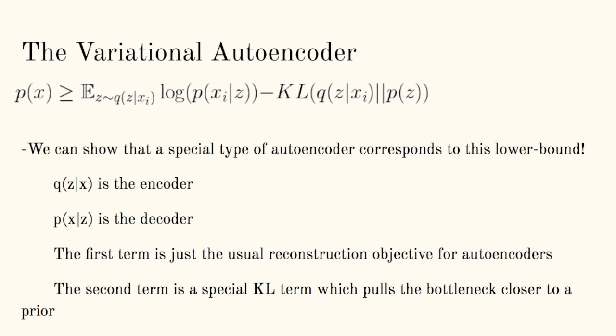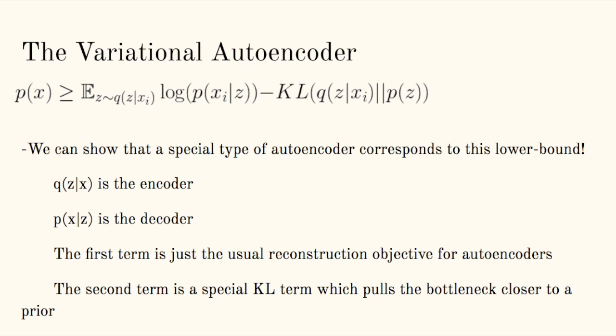One thing that we can do with this bound is set up a specific model where we know that p of x given z, q of z given x, and p of z are well-defined parametric distributions. A very fun example of this is the variational autoencoder.